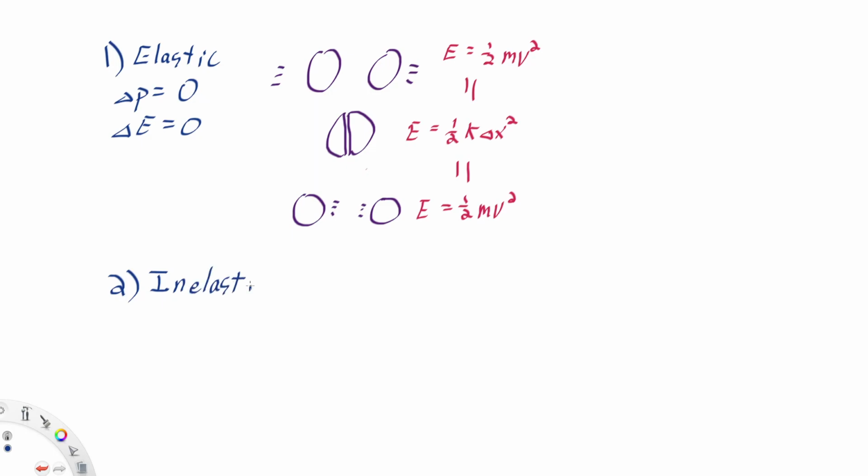Second kind of collision we're going to consider we call inelastic. Right? So in this picture, we have objects coming toward each other.